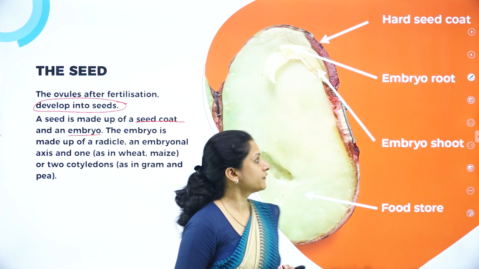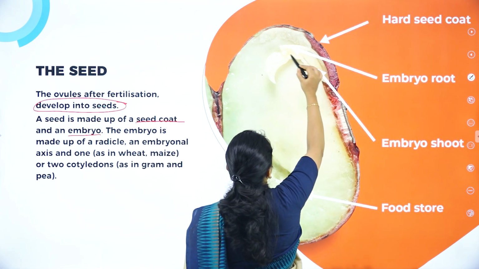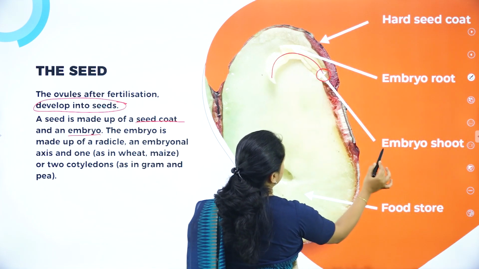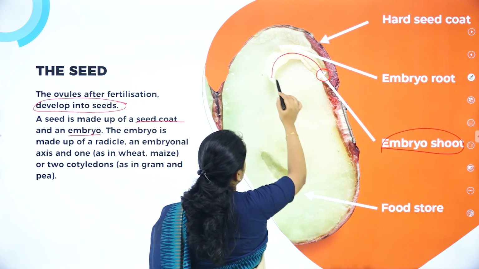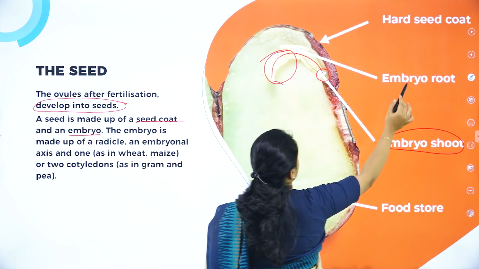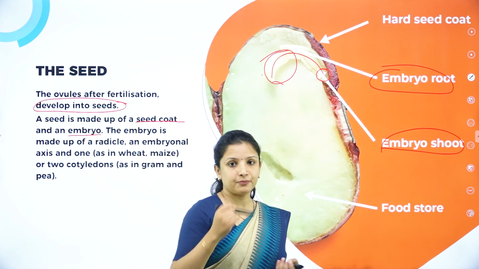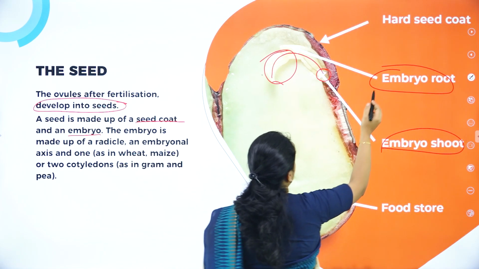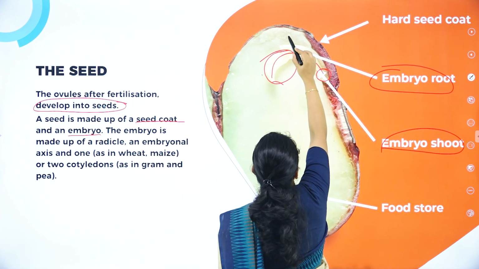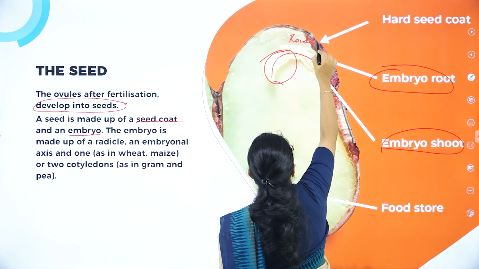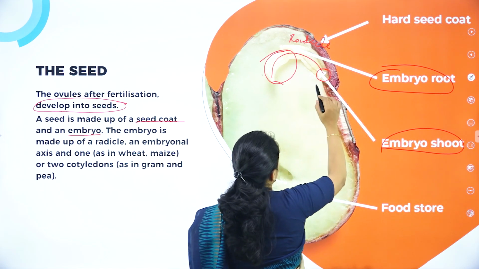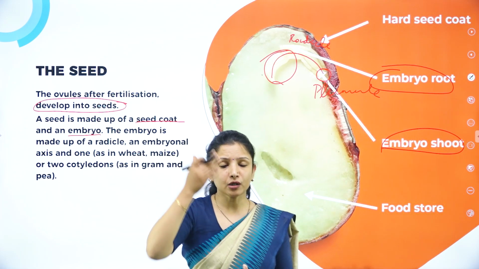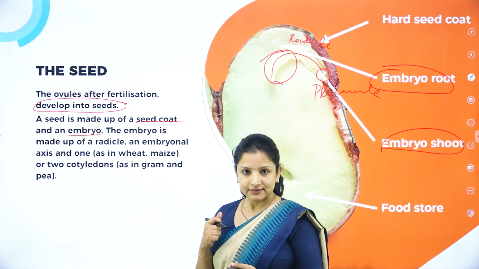And when we look at the embryo of the seed, there is this embryonal axis. The upper axis will develop into the shoot, and the lower axis will develop into the root. So it is made up of a radicle. This lower part is the radicle. The radicle develops into the root, and this part is called the plumule, which develops into the shoot.